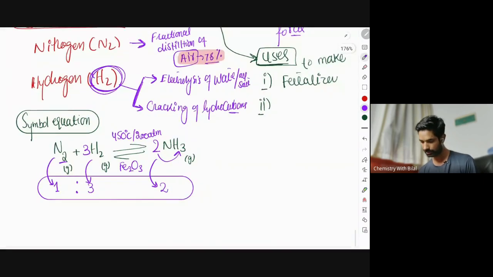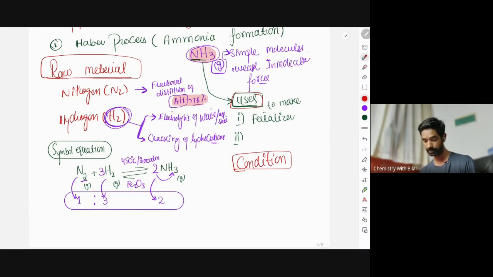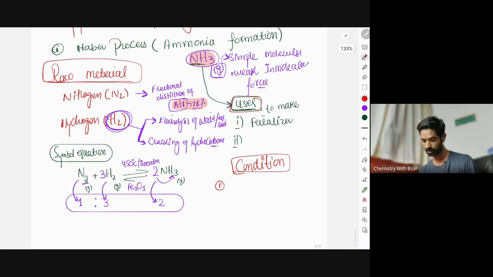So let me write the conditions on this side. What are the conditions? This is the raw material. These are the uses, and the conditions. Conditions में number 1 condition है, as I mentioned, temperature. The other one is pressure and the catalyst.